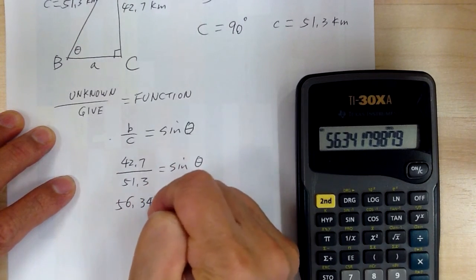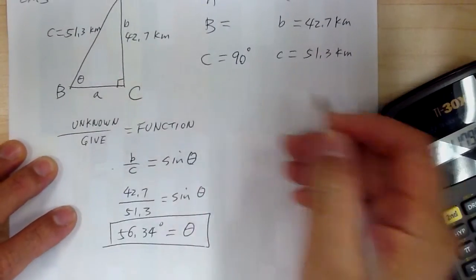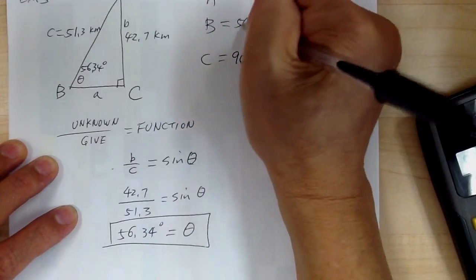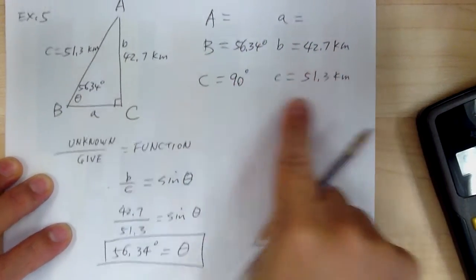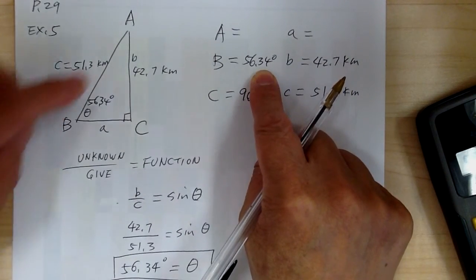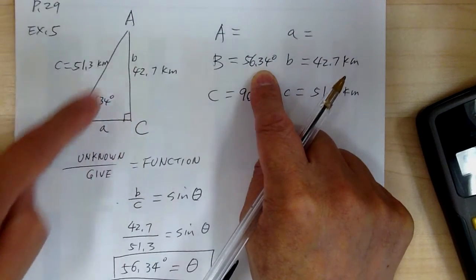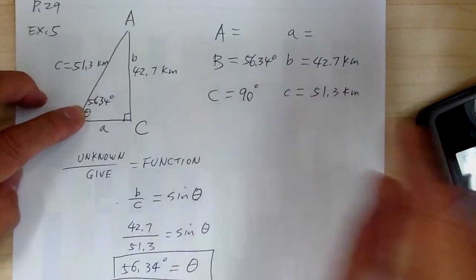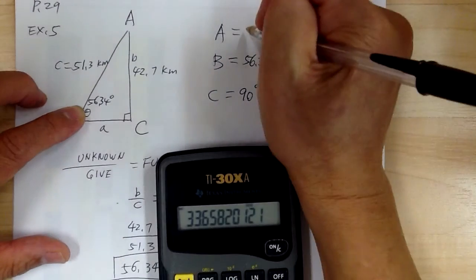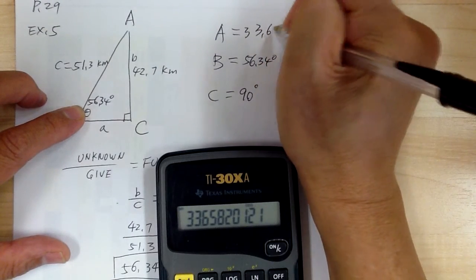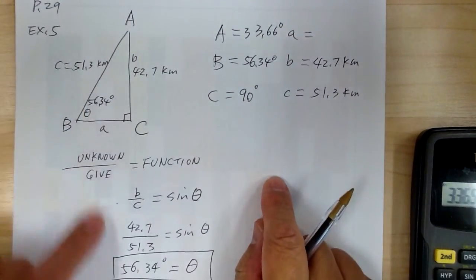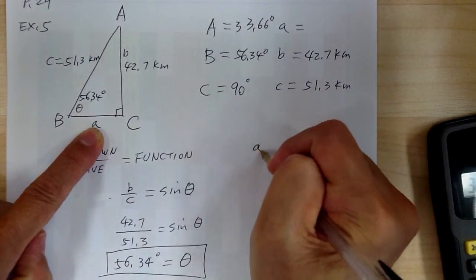So theta equals 56.34 degrees. So this is 56.34 degrees. Again, keep all your information together so it's easier to figure out. Once I found B, now A: since this is a right triangle, A and B are complementary angles. So just subtract 90 from that, and take the opposite. So I get 33.66 degrees.